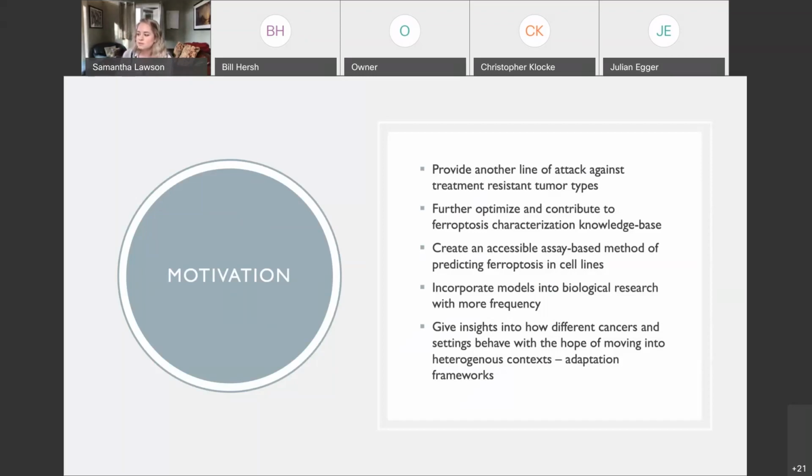Fourth, incorporate models into biological research with more frequency. As I said earlier, this creates a simpler illustration of what is going on within these cells. And then finally, it gives insight into how these different settings will behave, in the hopes of transitioning into more heterogeneous contexts. Here we're starting in cell lines, but the idea would be to advance this into something more complex, such as an organoid or xenograft, or ideally into the human tumor tissue.